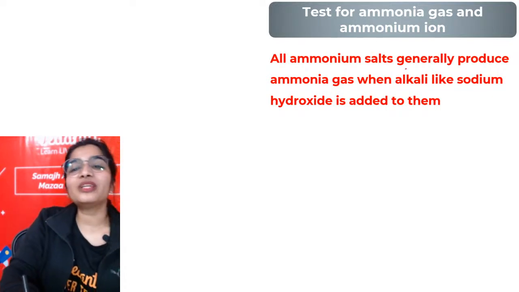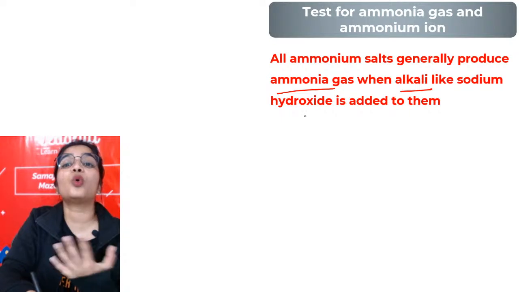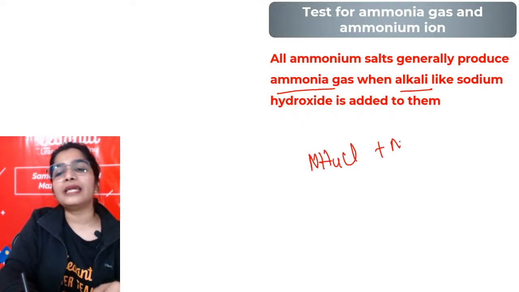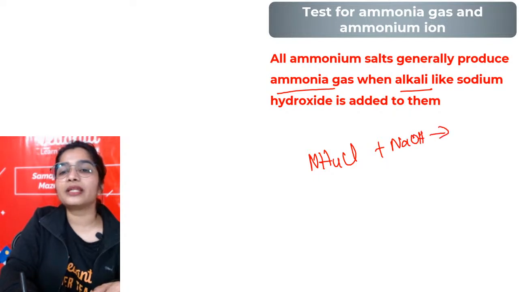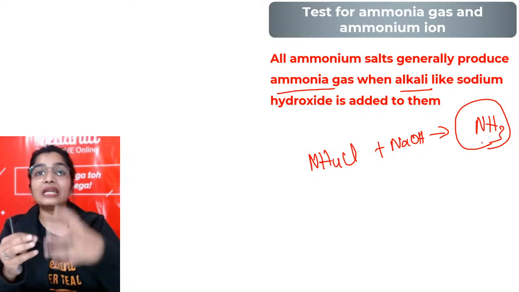So all ammonium salts generally produce ammonia gas when treated with an alkali like sodium hydroxide. That is, you have some ammonium chloride plus NaOH. So what will you get? You will get ammonia gas. Ammonia gas will be liberated. So that is a test.